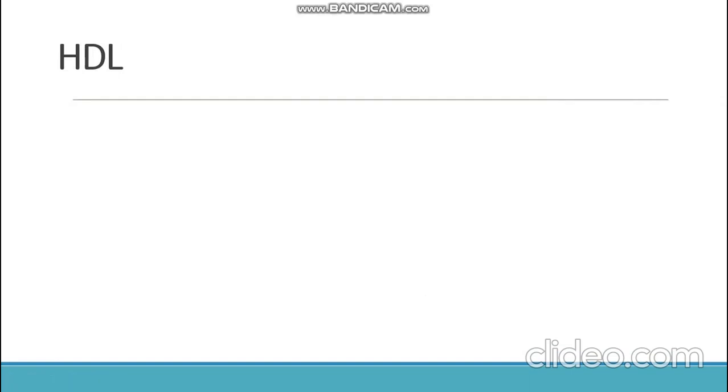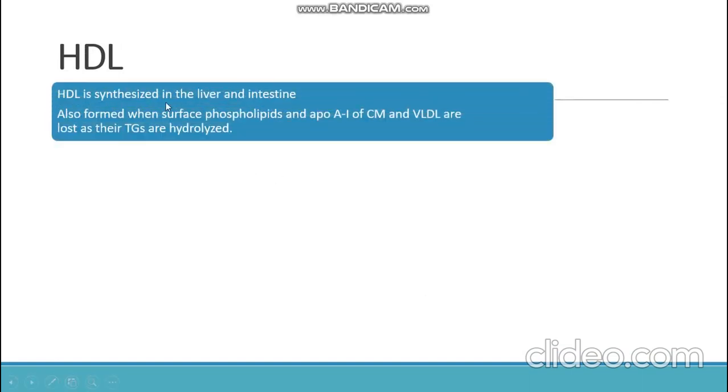नाउ वी कैन मूव ऑन टू HDLs. अब HDL की सिंथेसिस कहाँ होती है? HDL is synthesized in the liver and the intestine, और एक और जगह जहाँ से एक और फॉर्म जहाँ से HDL सिंथेसाइज होता है is when the surface phospholipase and apoprotein A1 of the chylomicrons are lost when the triglycerides of these two triglyceride carrying molecules are hydrolyzed.